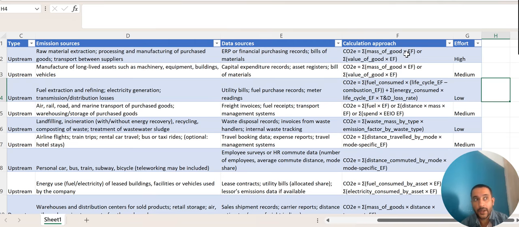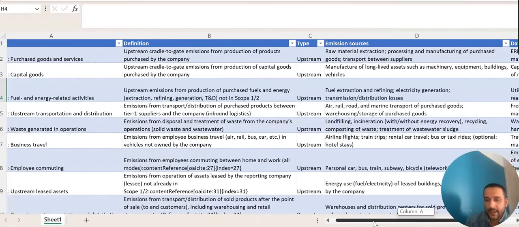Preferable is your activity data, which is your mass of goods purchased, and you can also try to get LCA based, life cycle assessment based emission factors for that. If your suppliers are already calculating, if your suppliers already have that data, then you can get that, and that would be a more accurate method to calculate these kinds of emissions. Always remember, the monetary value is considered mostly the least accurate method.